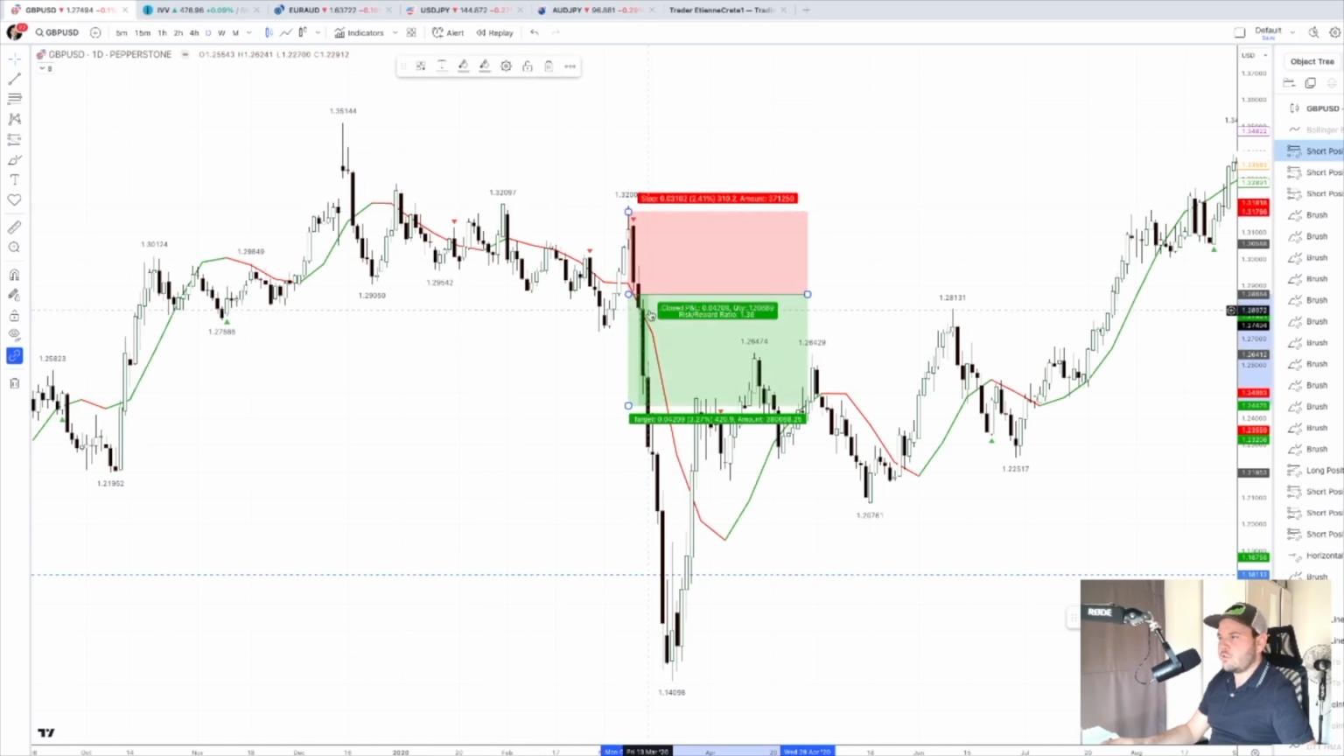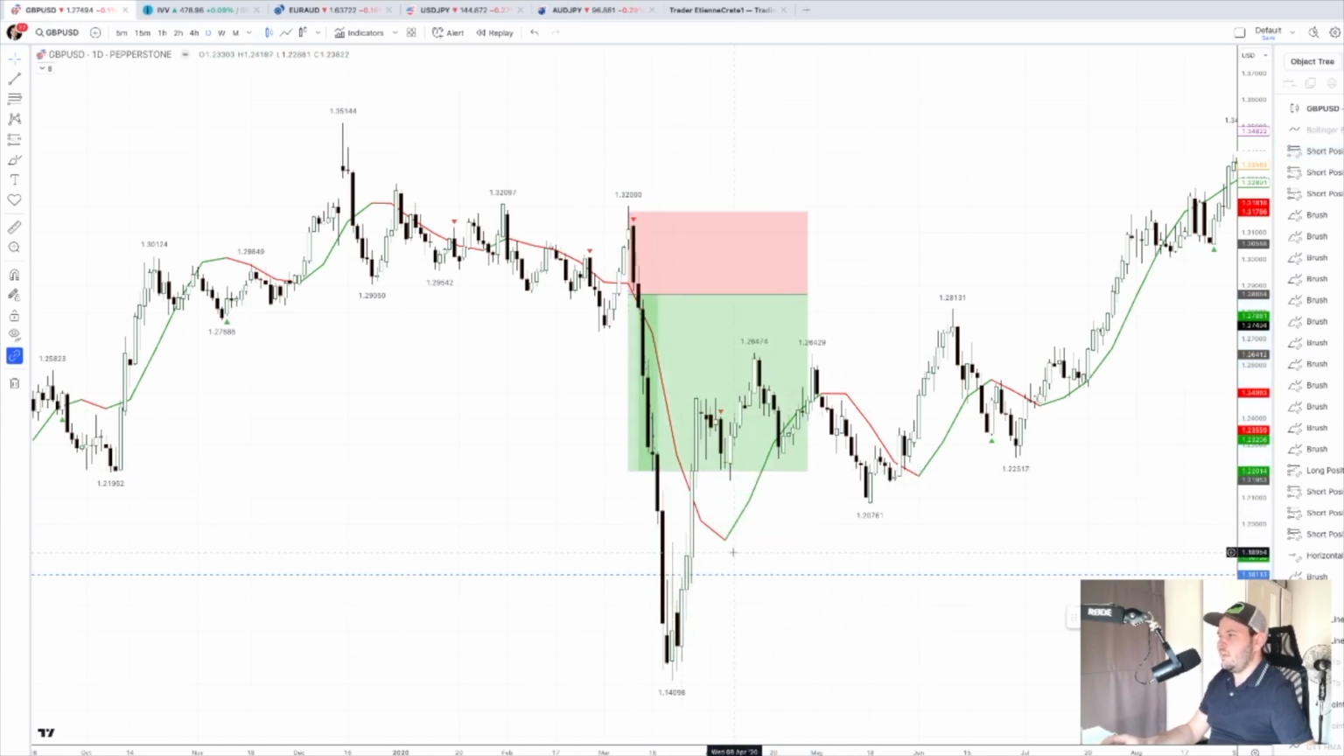I use this for stocks, for cryptos. I use this for indices. I use this for Forex, of course. So it's definitely a good strategy I have in my pocket to be able to ride the trend. This is kind of how to do it.